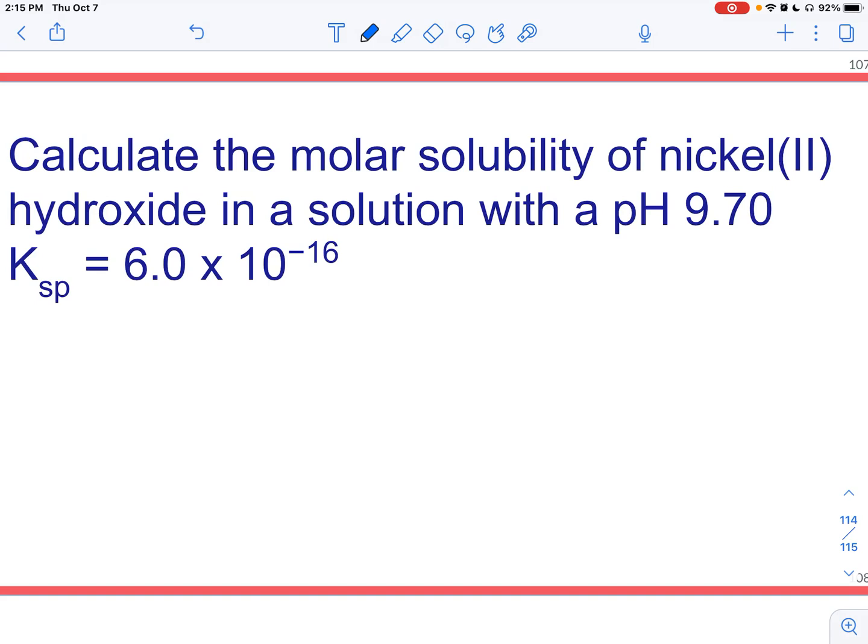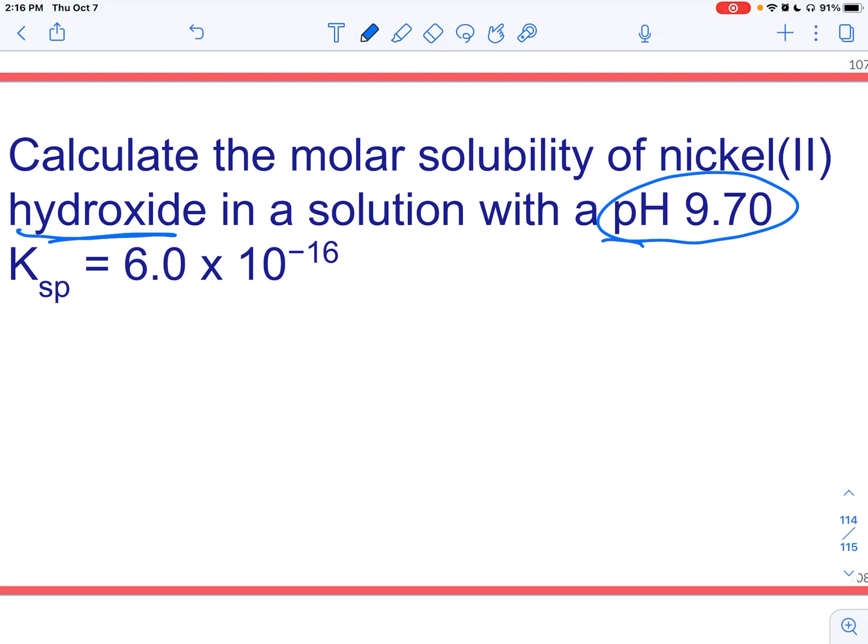Okay, so this question says, calculate the molar solubility of nickel(II) hydroxide in a solution with a pH of 9.7. What this is code for, AP code, is find out how much nickel(II) hydroxide can dissolve when there's already OH minus present, right? Because if we know that the pH is this, we know there's some OH minus, so it's a common ion problem. It's just a common ion problem with a little twist. You have to find the hydroxide concentration first.